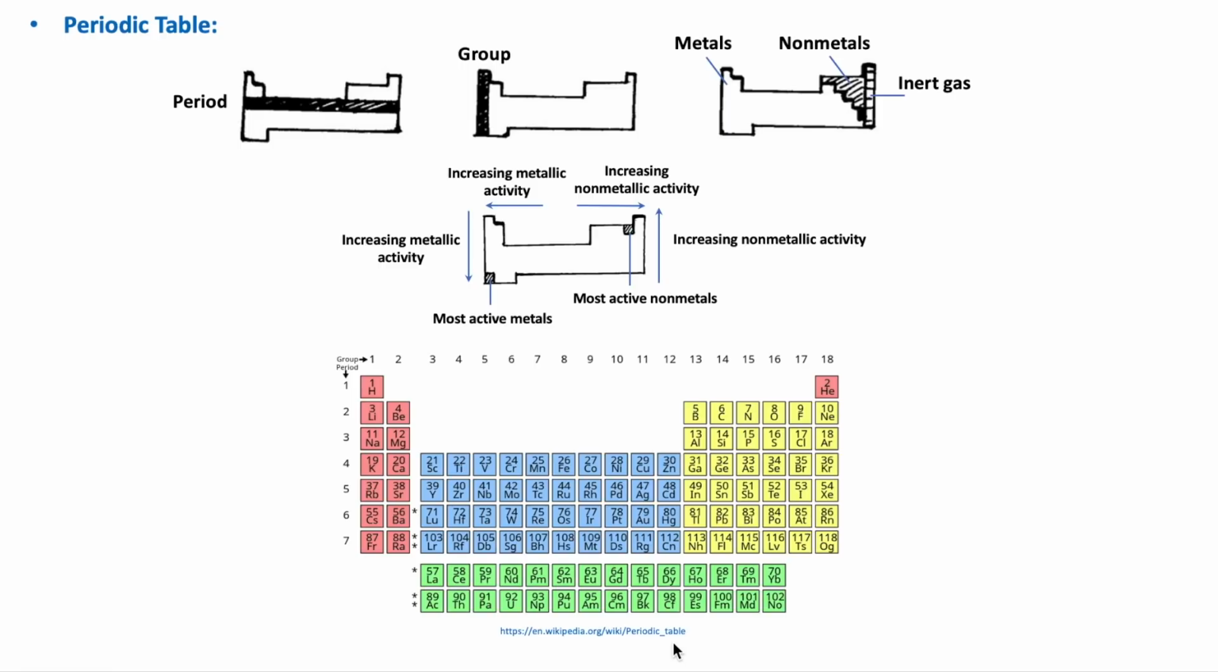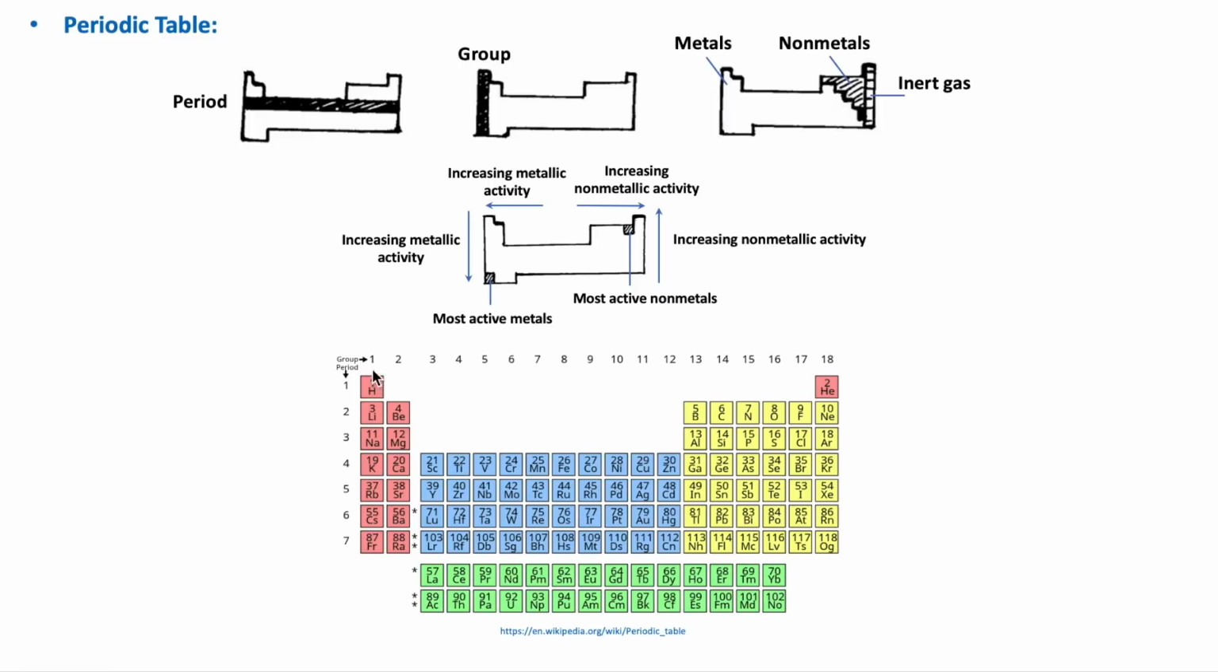So in the periodic table, the elements are arranged according to their atomic number. So the number here is the atomic number in a series of rows. Each row here is known as a period, okay? And elements with similar properties form vertical columns. Each column is known as a group, okay? So these are the period numbers, and this is the group number.